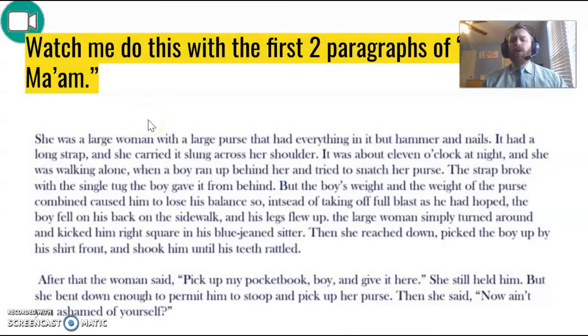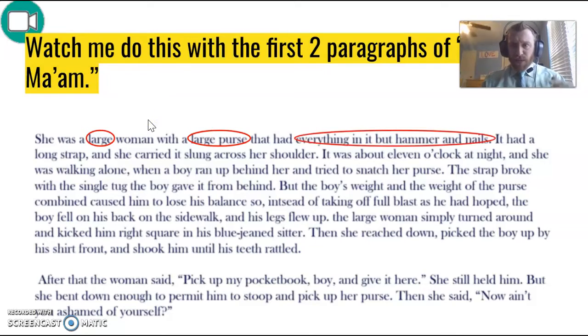She was a large woman with a large purse. Man, we keep on talking about large. I wonder why. I'm just going to circle it. That had everything in it but hammer and nails. Okay, so there's a lot in this purse, all right? It had a long strap, and she carried it slung across her shoulder. It was about 11 o'clock at night, and she was walking alone when a boy ran up behind her and tried to snatch her purse. There's that purse thing again.